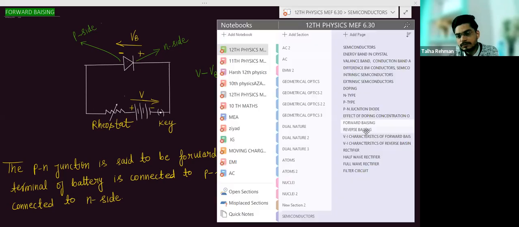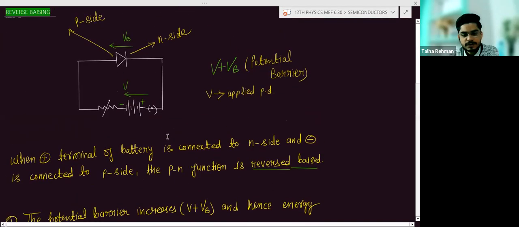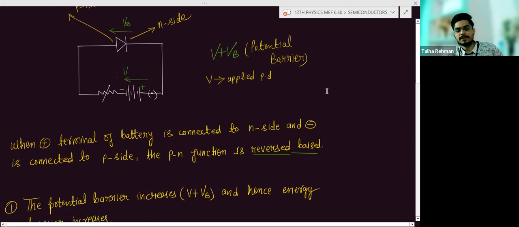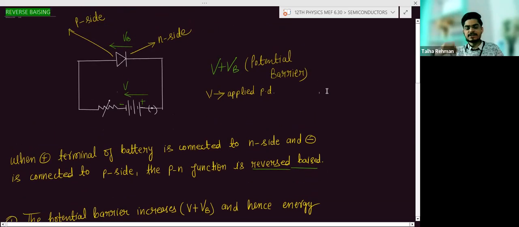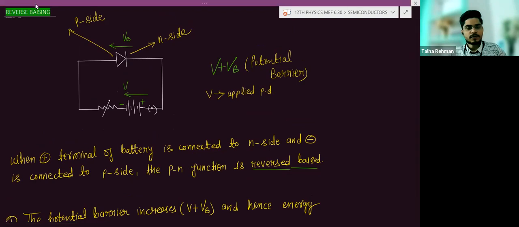In case of the reverse biasing, we discussed that when the negative end of the battery is connected to the P side, and when positive end of the battery is connected to the N side of the PN junction, then this PN junction is said to be reverse biased. In reverse bias, the potential barrier increases and current decreases. Okay. So now we will discuss the characteristics of the reverse bias and the forward bias.